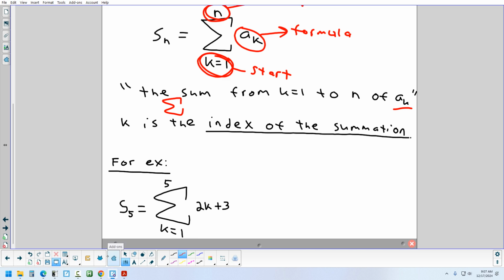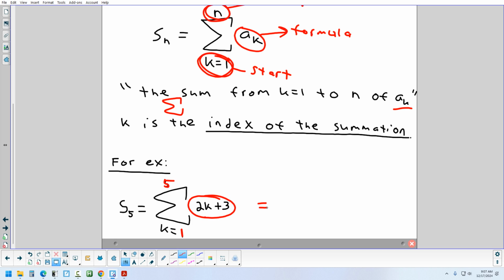This particular problem is going to be adding 5 things together. You're going to start with a 1. You're going to stop with a 5. This is the formula that you're using to generate the numbers you're adding up. Think of 1 as like the start position, and think of 5 as the stop position. So we're going to plug in every number from 1 to 5, one at a time. We're going to add them all up. We're going to plug them into that formula.